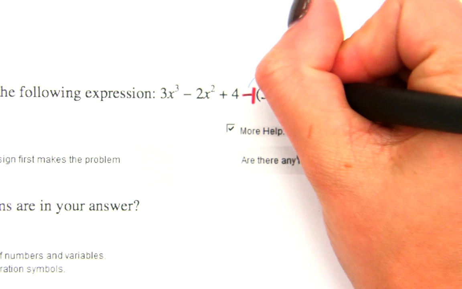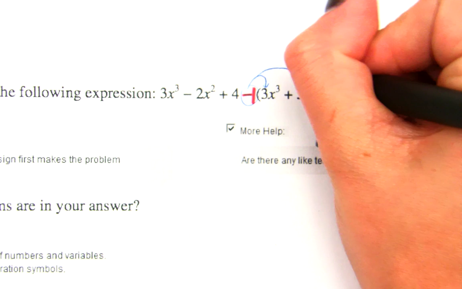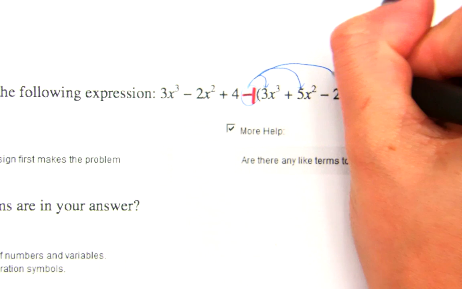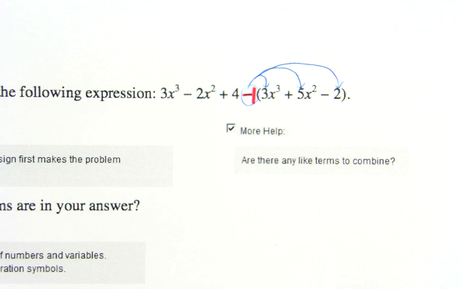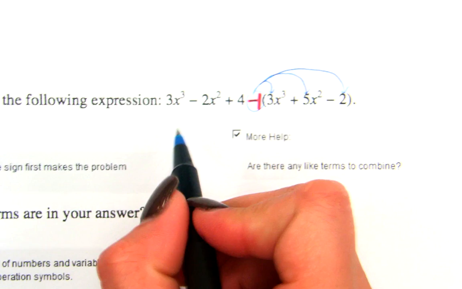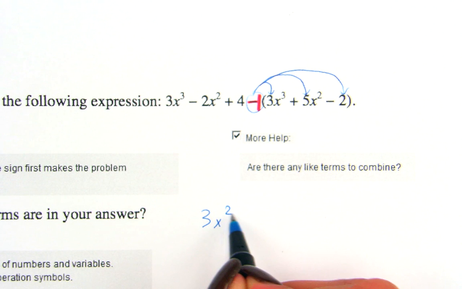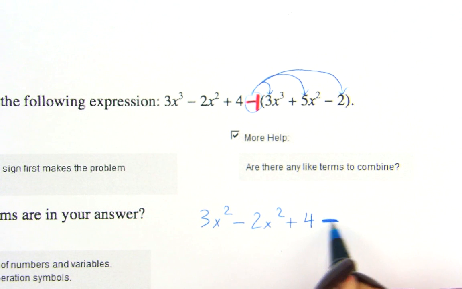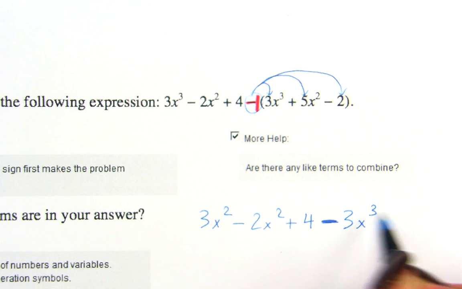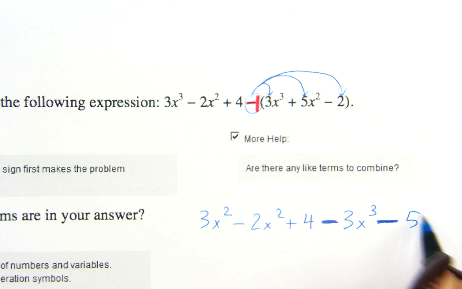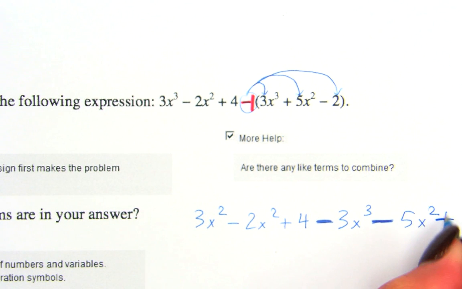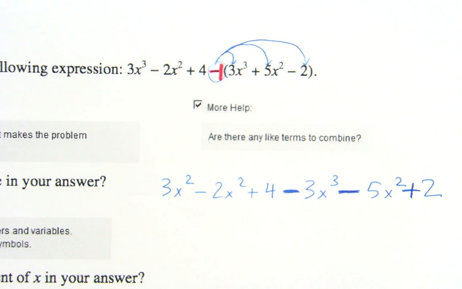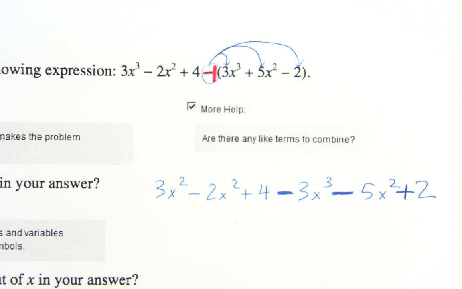You're going to multiply -1 by 3. You're going to multiply -1 by 5. You're going to multiply -1 by -2, and actually get an answer. It should be 3x squared minus 2x squared plus 4 minus 3x to the third minus 5x squared plus 2, right? I'm not distributing a negative sign. I'm distributing a -1.